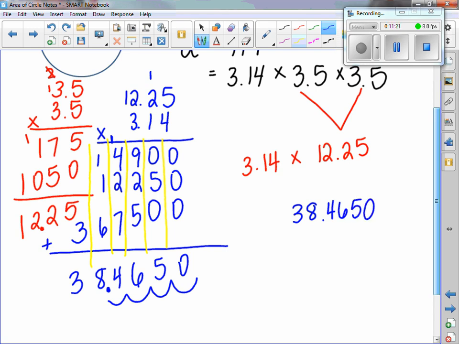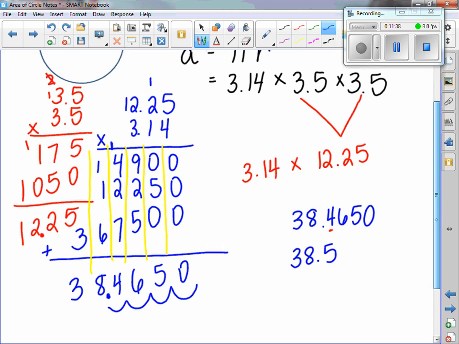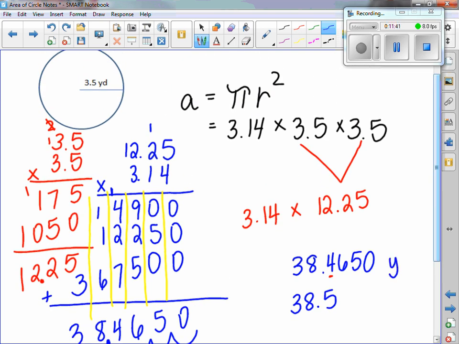38.4650. If you were asked to round to the nearest tenth, the 4 is in the tenths place, I look to the number to the right of that. The 6, it's 5 or greater, so I will round the 4 up. So if I were asked to round to the nearest tenth, that would round to 38.5. My label here is yards squared, area.